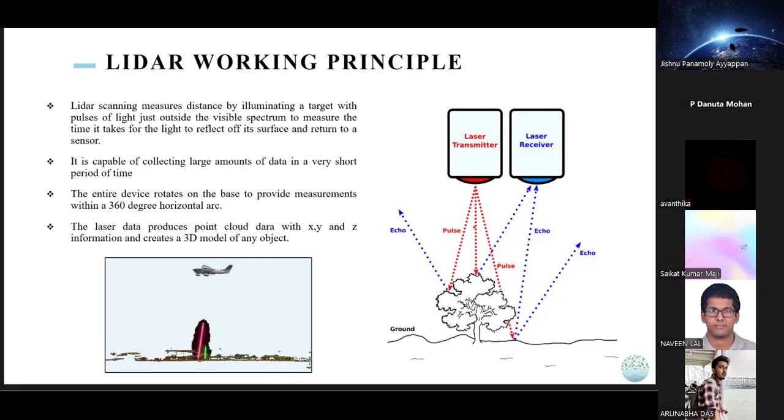The laser data produced will be point cloud data, which has X, Y, and Z information. X and Y represent latitude and longitude, and the elevation information can also be acquired. It creates a 3D model of any object. If you want to scan an object, you can use a laser beam to scan the entire object and model it in software.